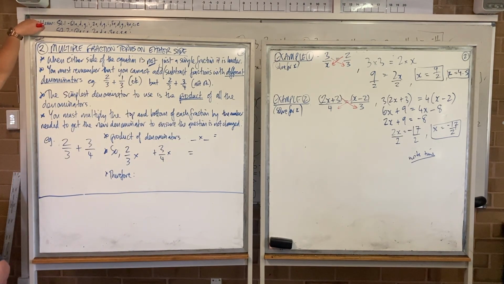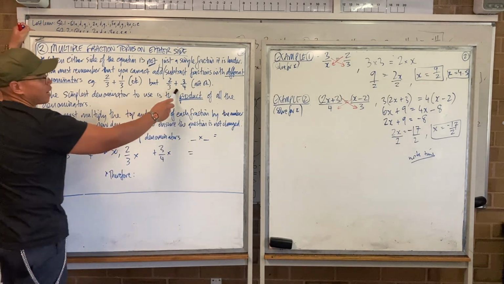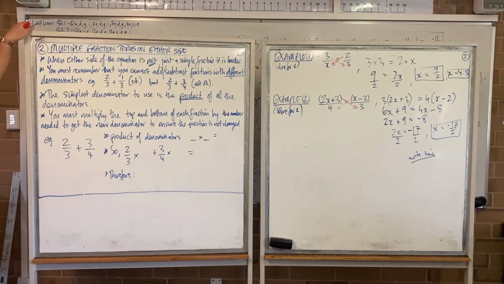Hopefully you've done that in previous years, but I'm going to try to show you now. I don't like doing it. I don't like saying, oh, you should have known that. Okay? This is not okay. I can't add thirds and quarters together. I need to get them the same denominator.